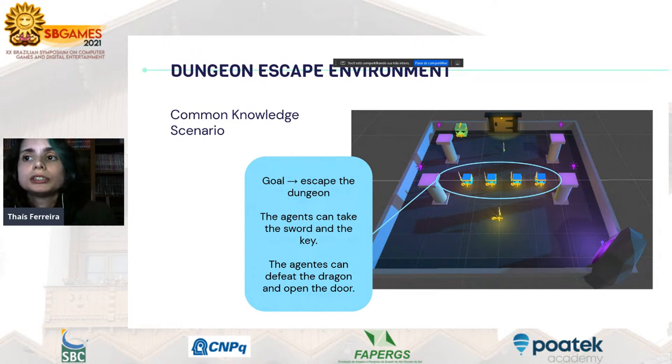In the common knowledge scenario, there is one group. The goal is to escape from the dungeon. To do this, the agents must work cooperatively to get the sword, defeat the enemy, get the key he drops, and open the dungeon door. All agents collect observations about who has the sword and who has the key. The agent's raycast sensor contains the sword and key tags. All agents can take the sword and the key.